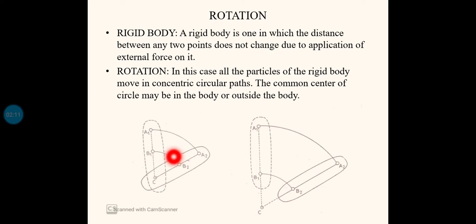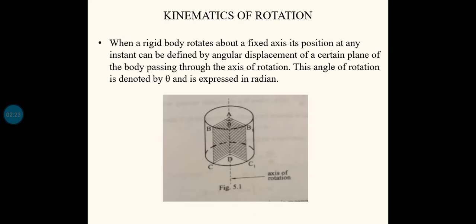Sometimes that center can be inside the body or outside the body. Here in this case it is inside the body. See, the center of rotation C is inside the body. Here you can see the center of rotation is outside the body. That's what is meant by rotation.